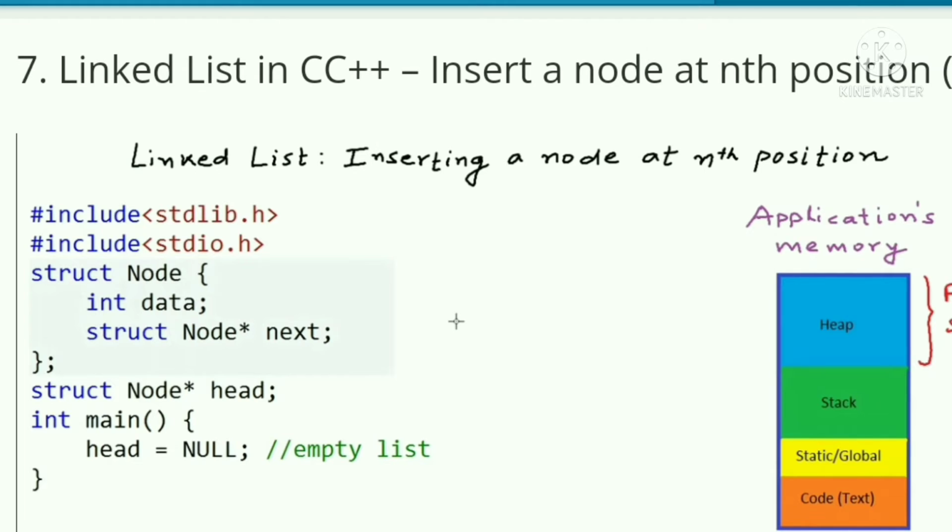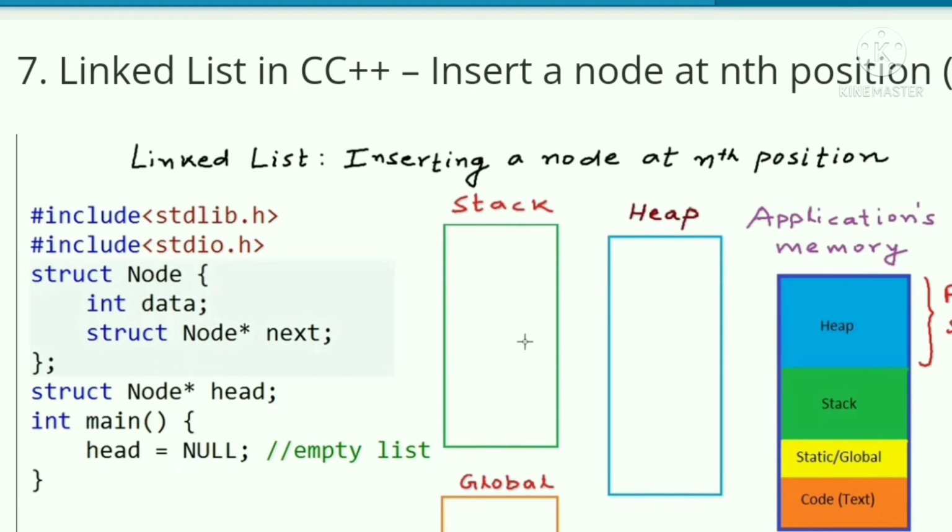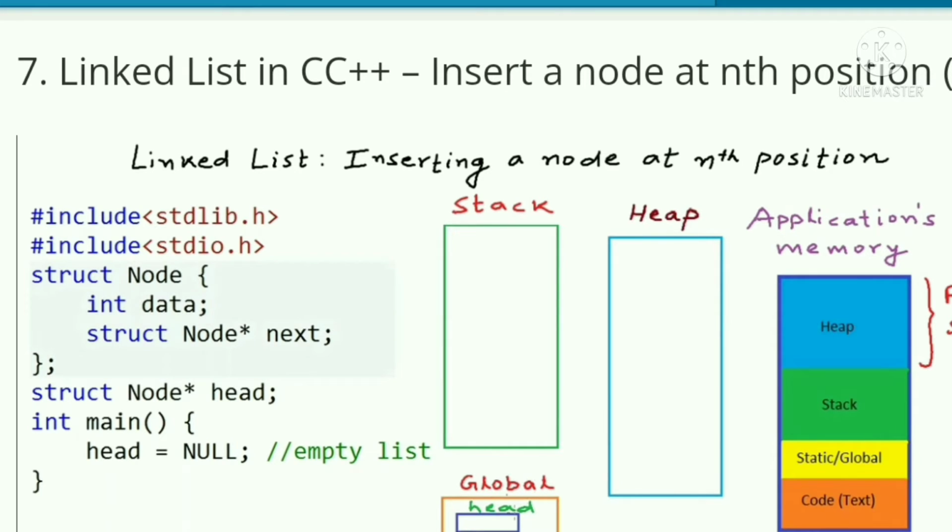The last section, that we call heap or free store, is not fixed, and we can request memory from the heap during runtime, and that's what we do when we use malloc or new operator. Now I have drawn these three sections of the memory: stack, heap, and the section to store the global variables. In our program, we have declared a global variable named head, which is pointer to node. So it will go and sit here, and this variable is like anyone can access it. Initially, value here is null.